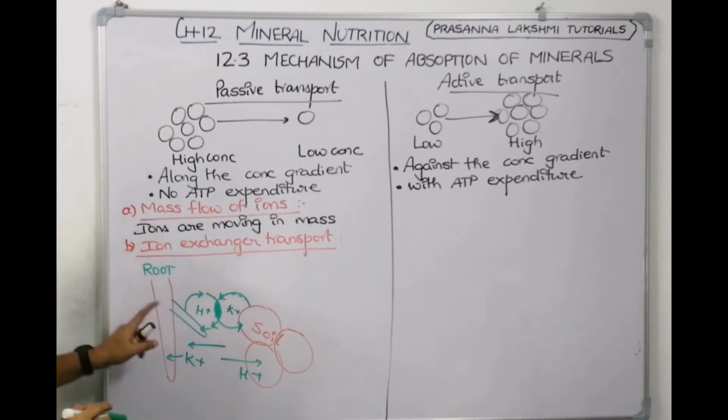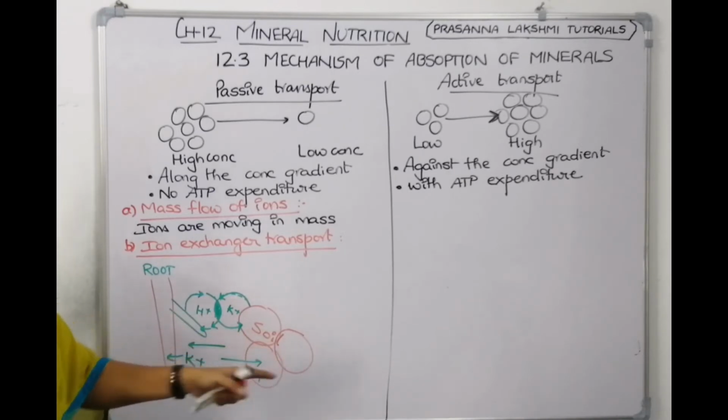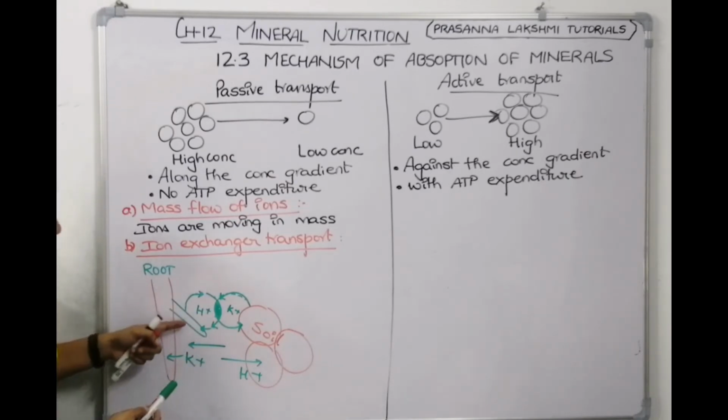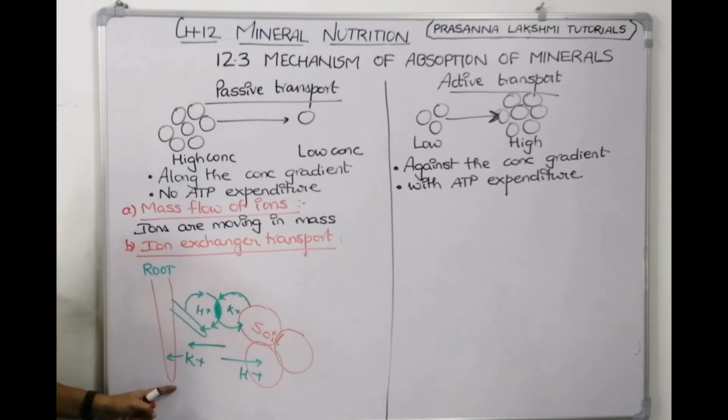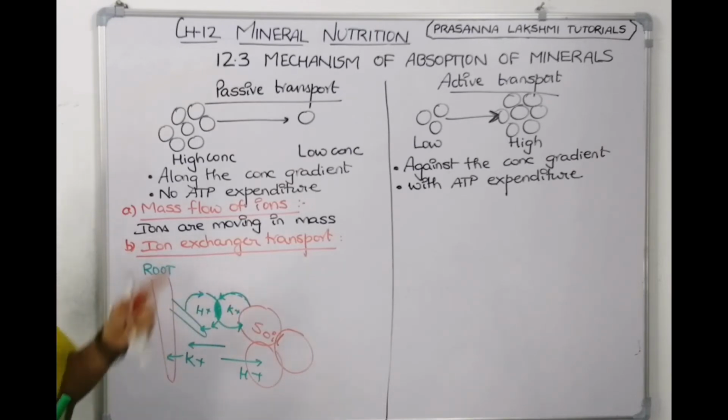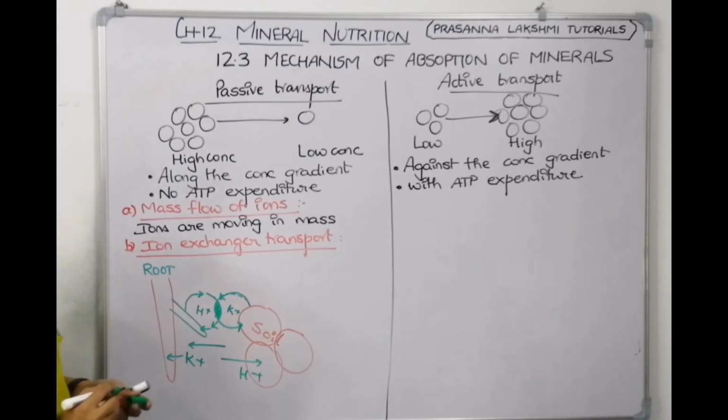The H plus which is with the root, the K plus which is with the soil, when they are moving around themselves at the point of collision, they got exchanged. H plus is going this way, K plus is coming this side. This is called ion exchange transport, which is again a type of passive transport. One more ion exchange is also there, bicarbonate transport.